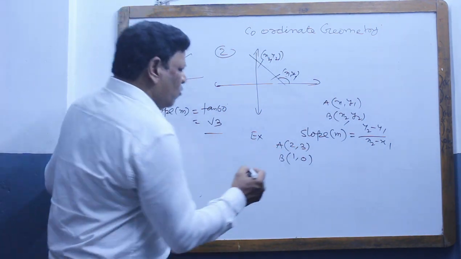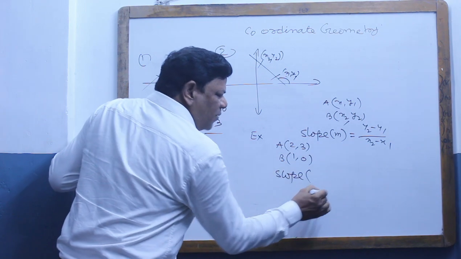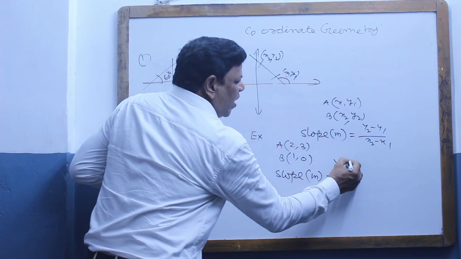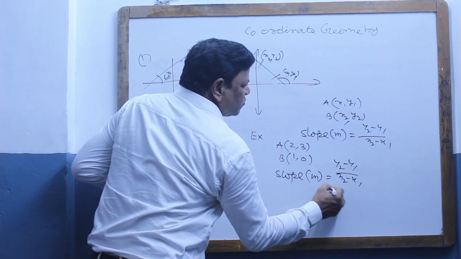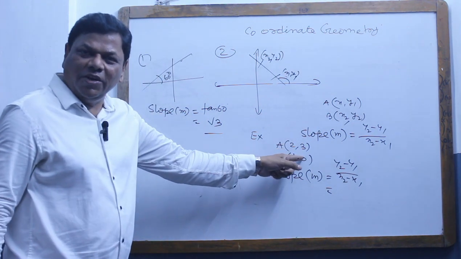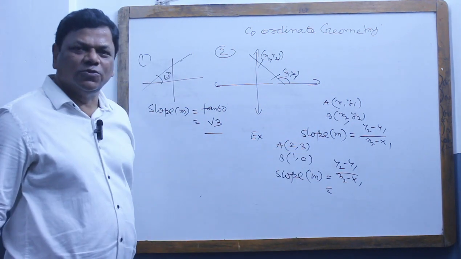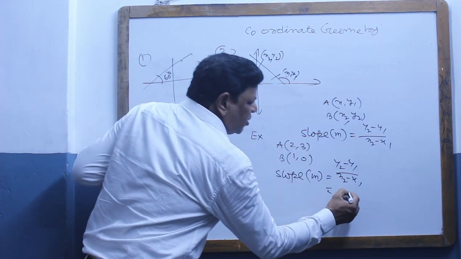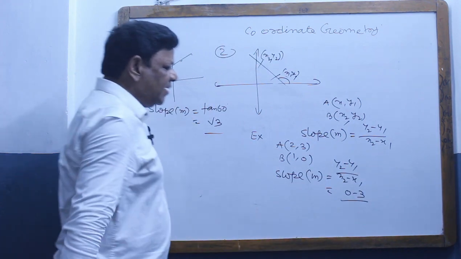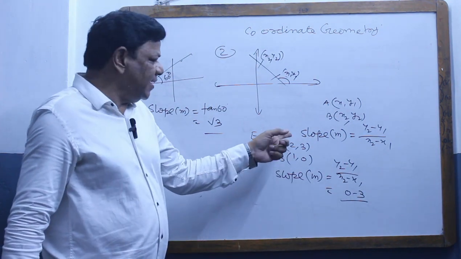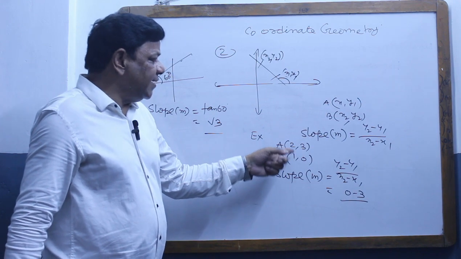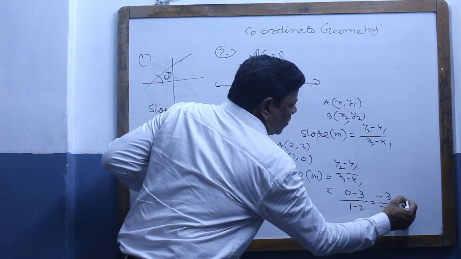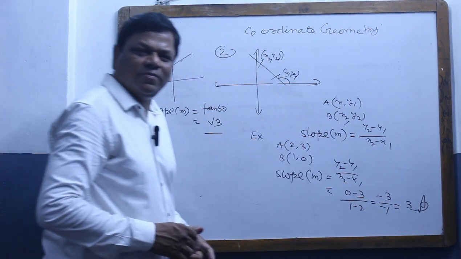Slope of AB, what to find? Slope. Remember all of you, slope means m. The formula is y2 minus y1 over x2 minus x1. Here we already know x1, y1, x2, y2. How to find? y2 minus y1 means 0 minus 3. And here x2 is 1 and x1 is 2, so 1 minus 2. What is coming? Minus 3 by minus 1. So 3 is your answer. Clear, children?